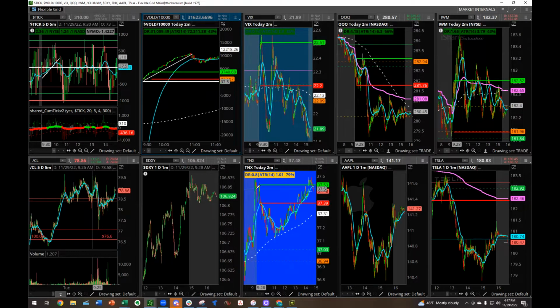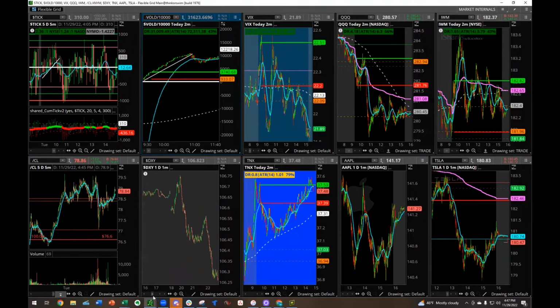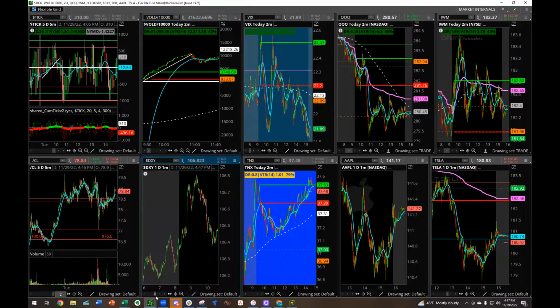Now, you did have rates pop up on the market open, but they were falling off. You also had the dollar, and let me bring in the dollar here, that ran up into the market open and then started to fall off, but still elevated. But right in this area, from 10 o'clock all the way up to like 10:30, we just had really good market internals.